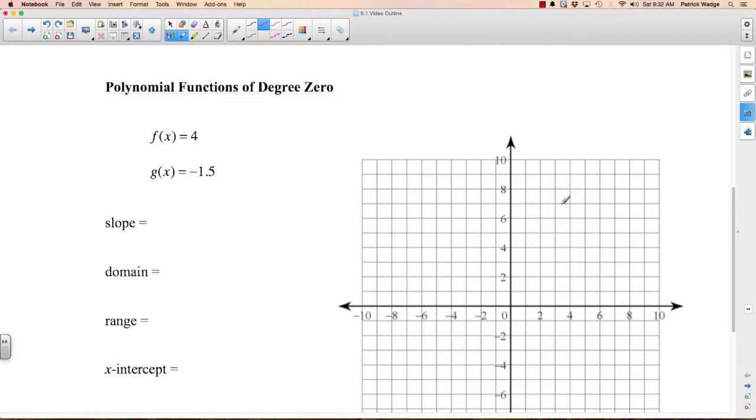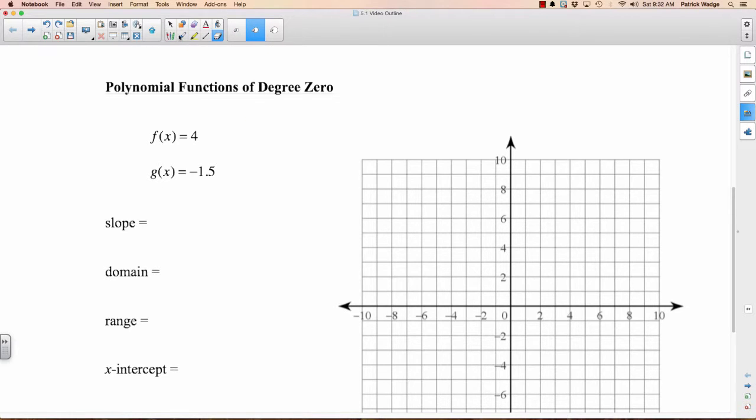Polynomial functions of degree 0 we're going to do today, degree 1, and degree 2. So first one, we have the function f of x equals 4. This is degree 0, right? There is no exponent here. If you were going to put a variable, you'd have to put x to the 0, because x to the 0 equals 1, and 4 times 1 is 4. So this is definitely degree 0.